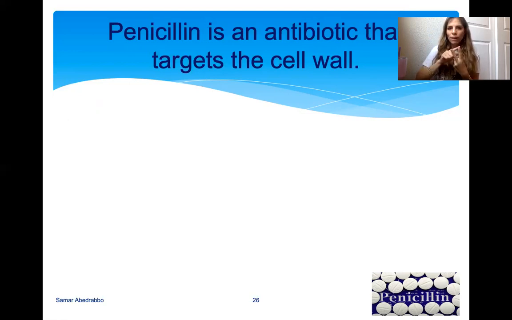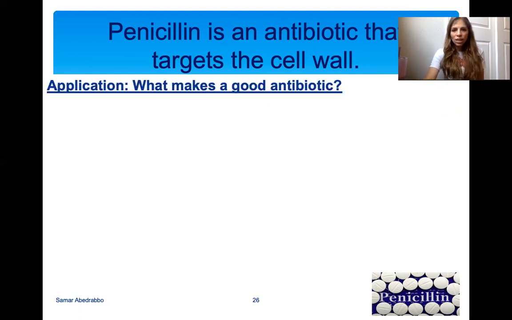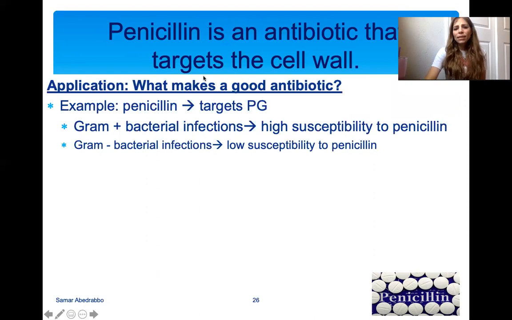So now we're left with gram-positive and gram-negative bacteria. Both of them have a cell wall. And when I say that penicillin specifically targets peptidoglycan, and remember, out of gram-positive and gram-negative bacteria, the one that has thick peptidoglycan, so PPP, is gram-positive bacteria. So with penicillin, we prescribe for gram-positive bacterial infections. So penicillin targets peptidoglycan. Gram-positive bacterial infections are really susceptible to penicillin. Susceptible means it works on them, so they're affected by it.